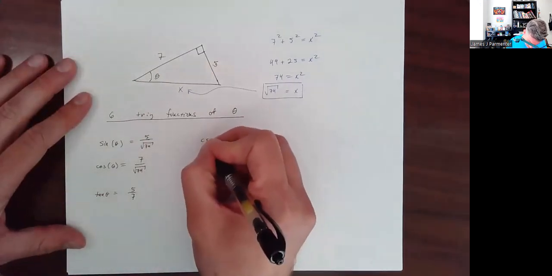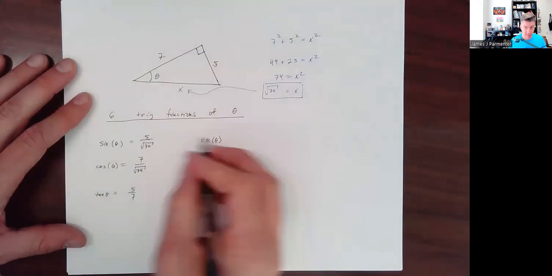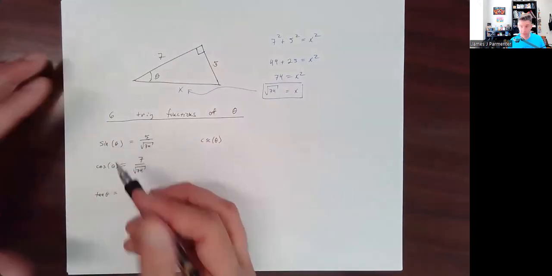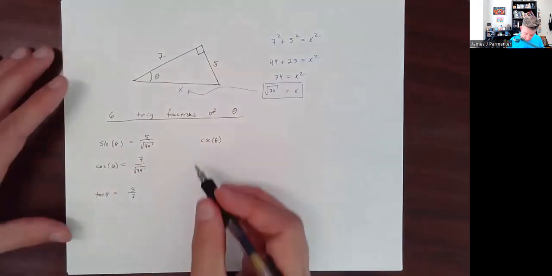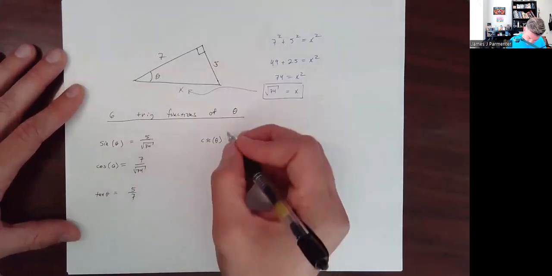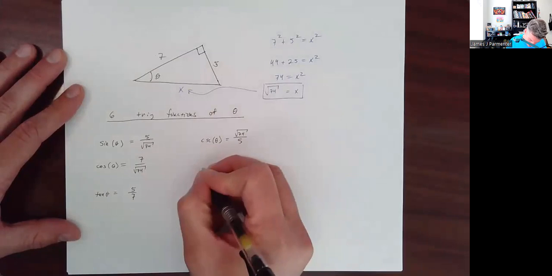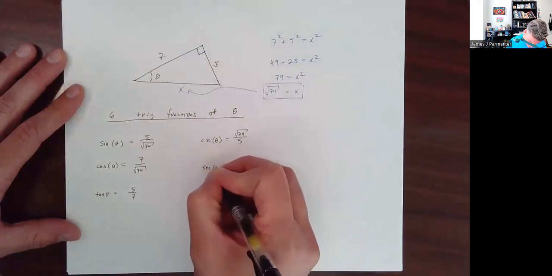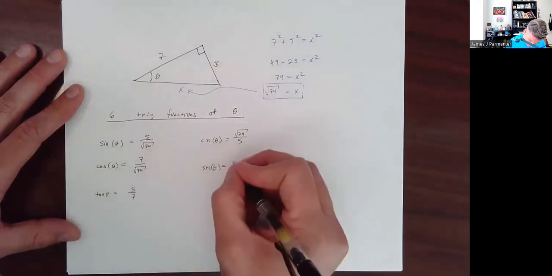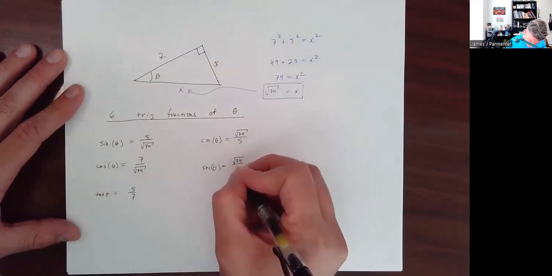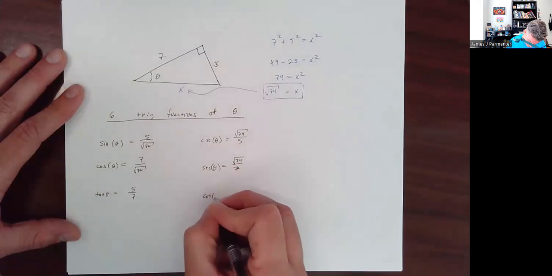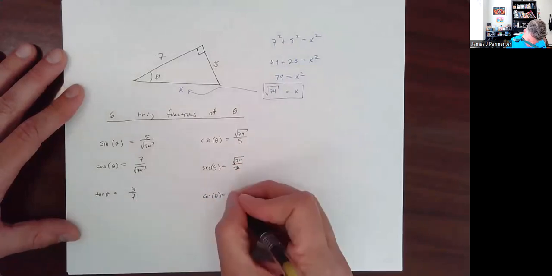So cosecant of theta is always the reciprocal of sine, and it's literally defined to be. And it's going to be the reciprocal. So it's going to be root 74 over 5. And secant of theta is going to be the reciprocal of that. So it's going to be root 74 over 7. And finally, cotangent of theta is going to be the reciprocal of that, which is going to be 7 over 5.